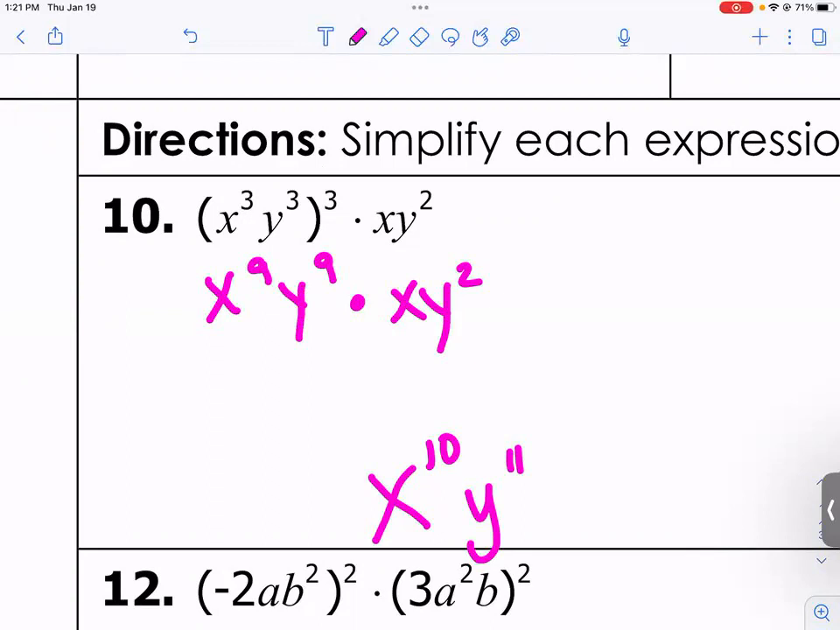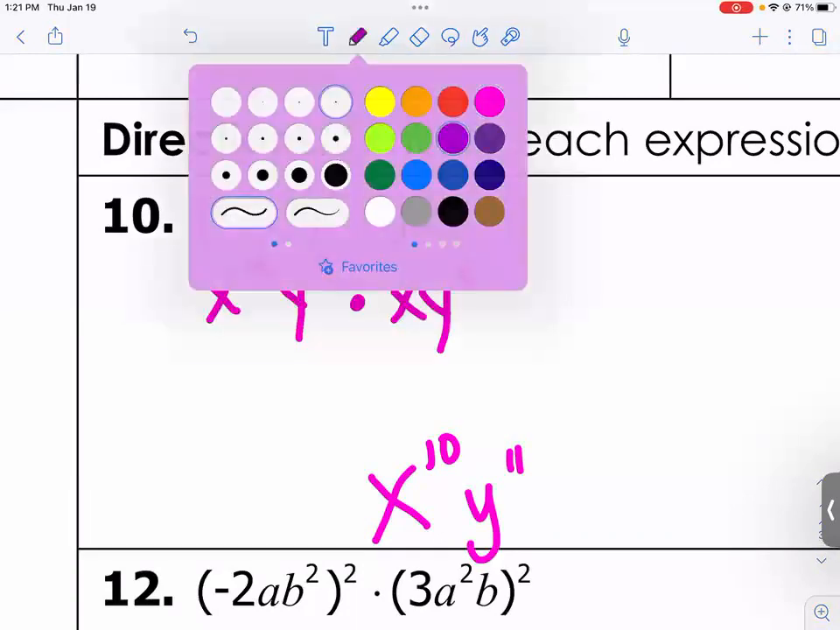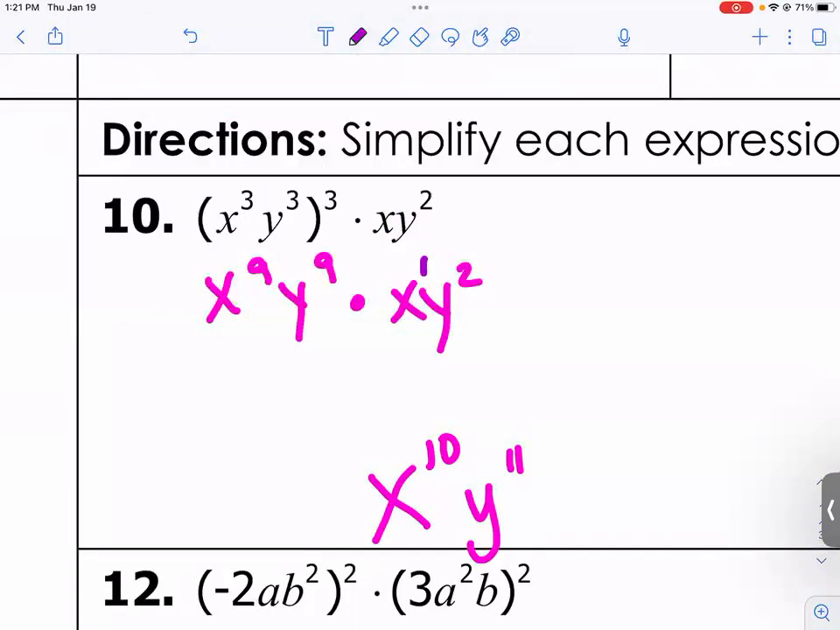What do we do with our exponents? We add them. So this is like x to the first power. So x to the 9th times x to the first is x to the 10th because we add those exponents. y to the 9th times y squared would be y to the 11th because we add those exponents. Okay, my group 5, does that make sense? Just give me a little nod.